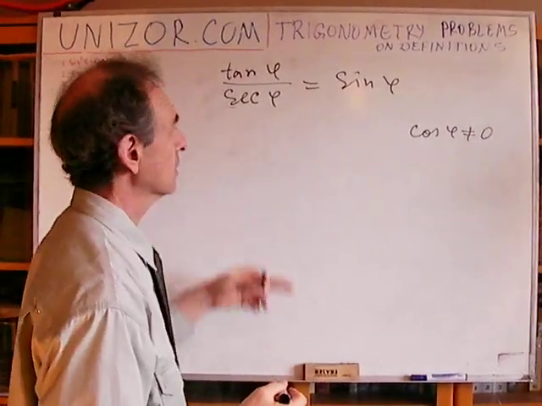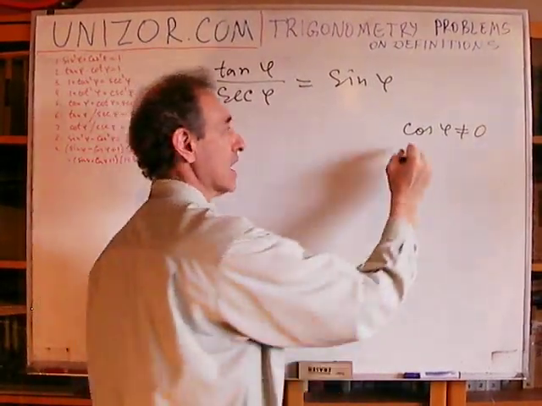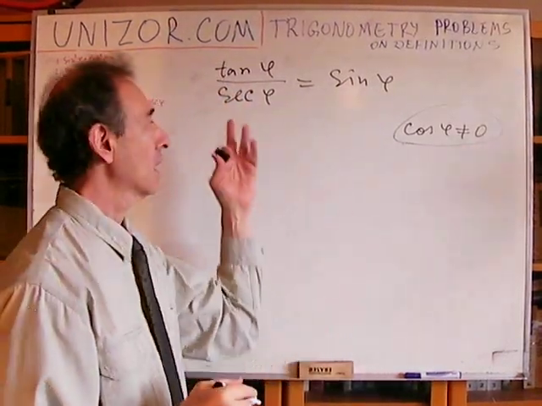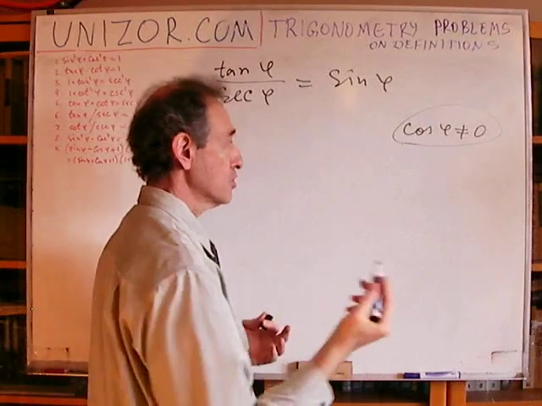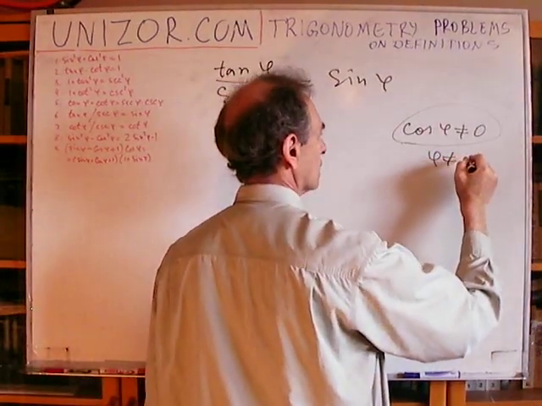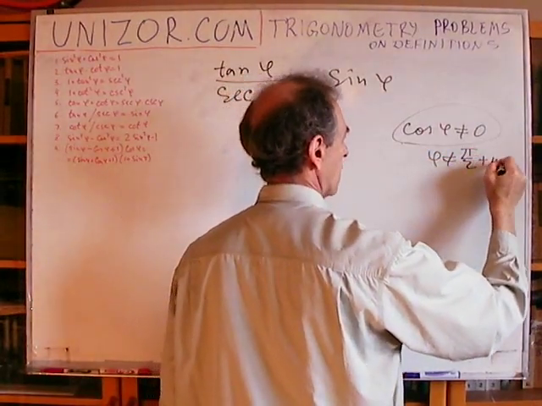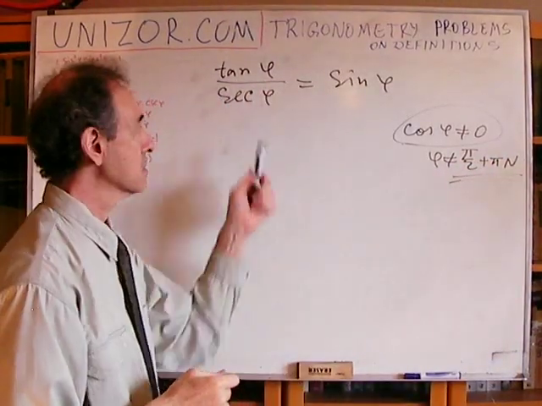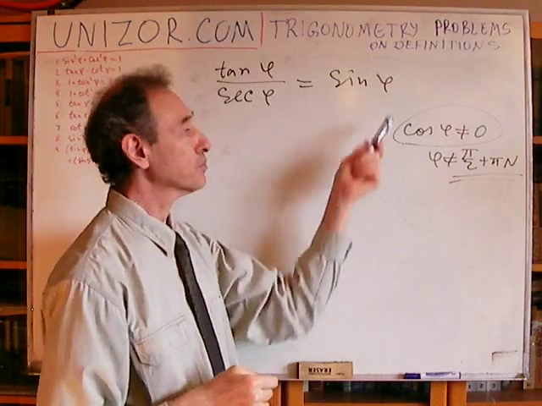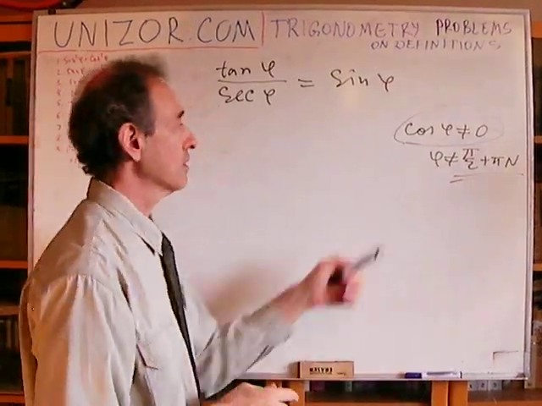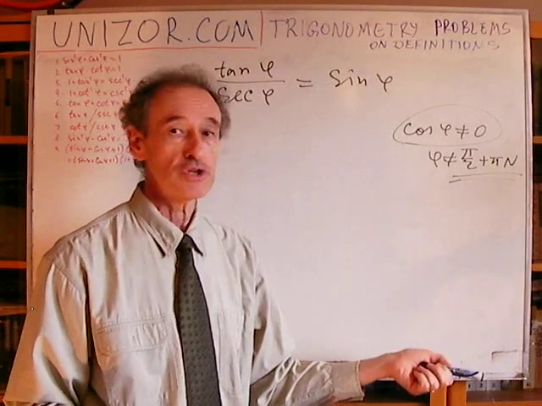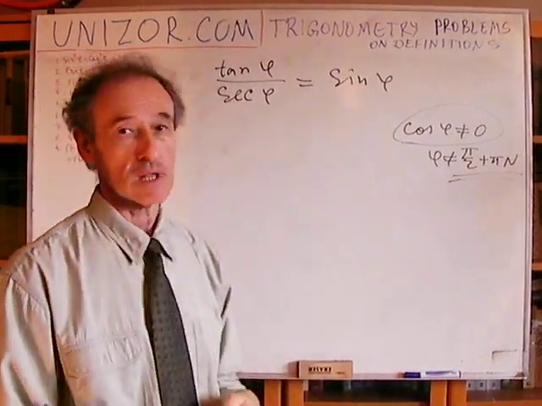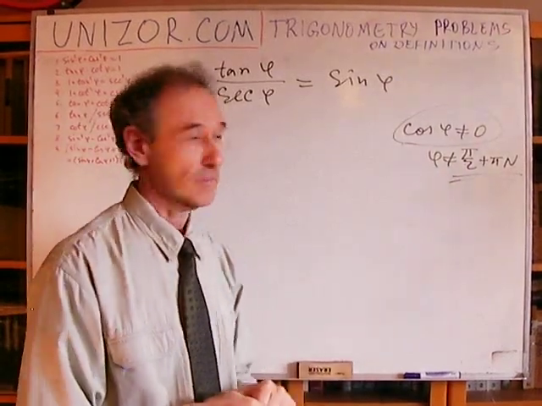Now, secant is also 1 over cosine, so again, it's the same thing. So everywhere where cosine is not equal to zero, the left part exists, which is what? Phi not equal to pi over 2 plus pi n. So that's the domain where we have to really consider the left part. And the right part, obviously, as well. So if phi is equal to, let's say, pi over 2, all we can say is that the right part exists, but the left part does not. That's why there is no equality.